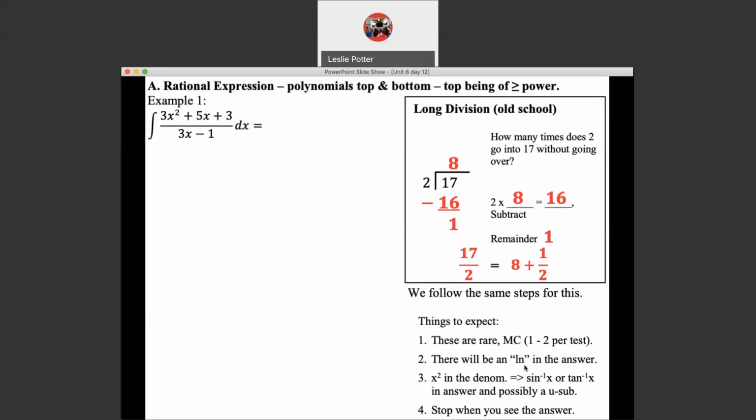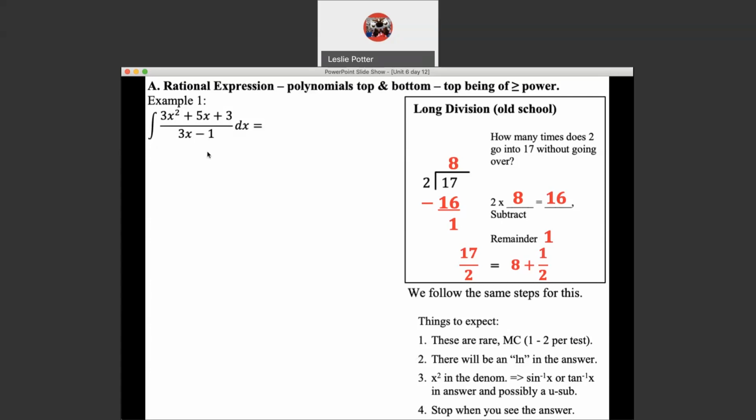Typically, there'll be a natural log in the answer. Typically, if you have an x squared in the denominator, we don't in this case, but we will have an example like that, you'll have an inverse sine or an inverse tangent in the antiderivative. These are all indications, especially with multiple choice questions, that when you see the patterns in the answers, you might not have to do the whole antiderivative process. So let's take a look.